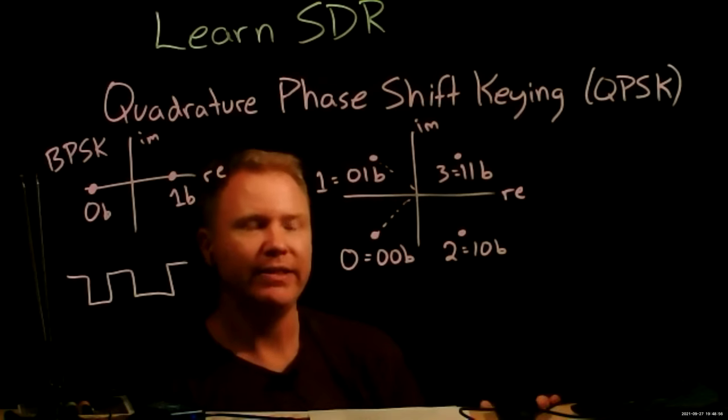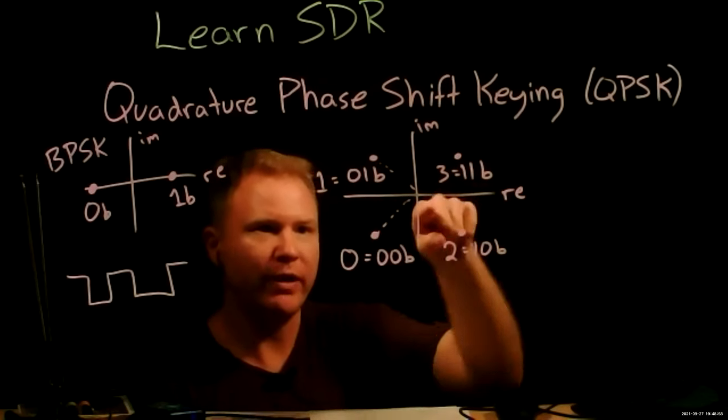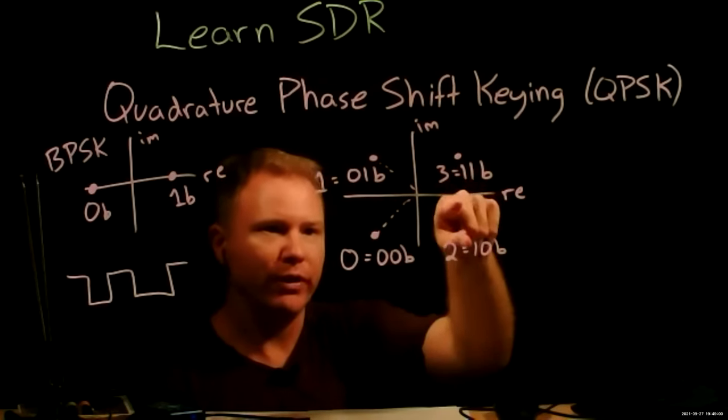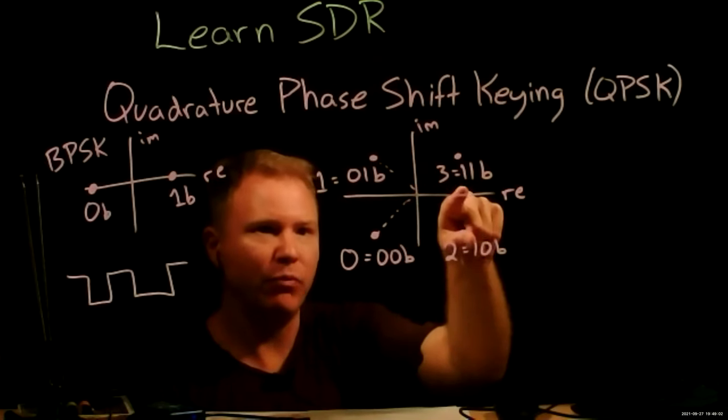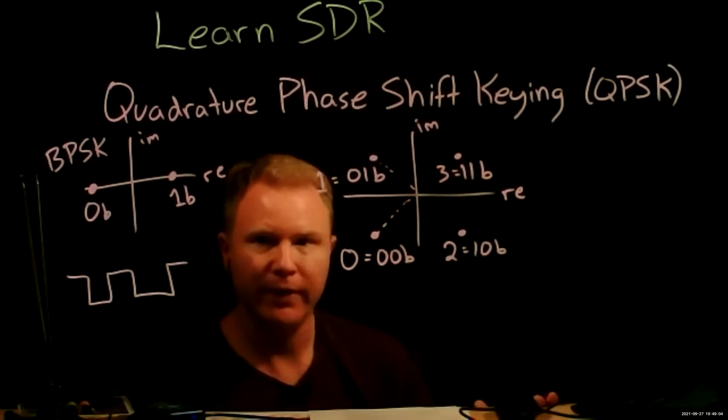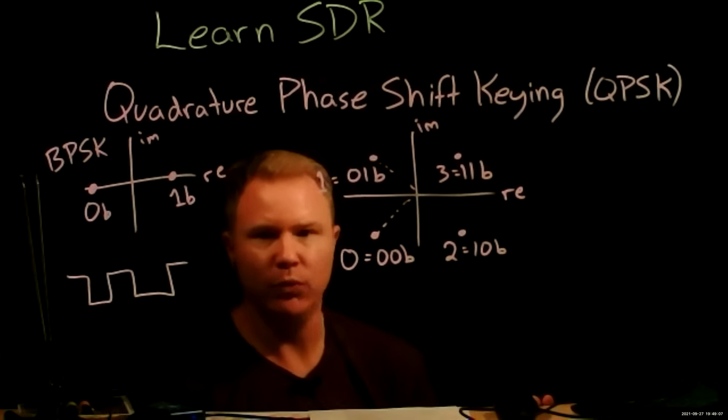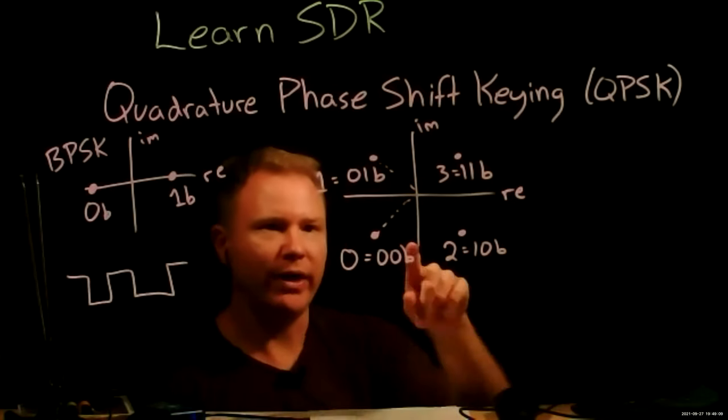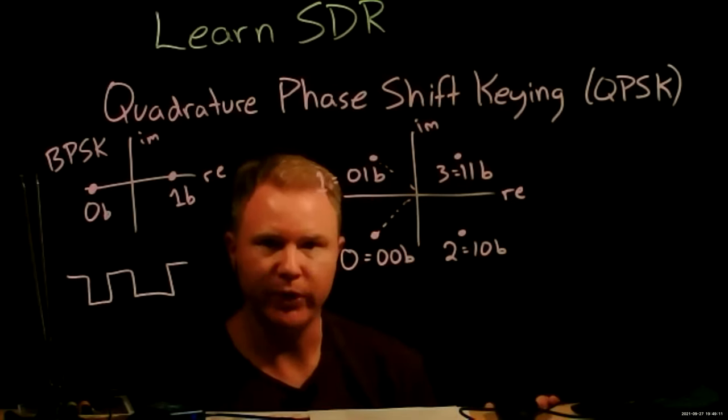So say you get back something that's kind of right on the boundary. If you're far away from one axis, but right on the boundary of the other, you're only going to be uncertain in one of the two bits. So that's why the order of this is chosen in this way.